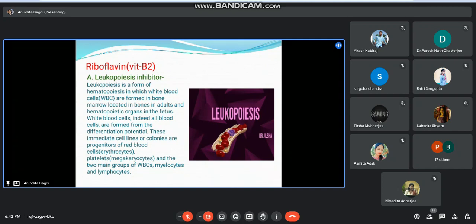Next, riboflavin, vitamin B2. Main finding, leukopoiesis inhibitor. Leukopoiesis is a form of hematopoiesis in which white blood cells, WBCs, are formed in bone marrow located in bones in adults and in hematopoietic organs in the fetus. Indeed, all blood cells are formed from differentiation potential. These intermediate cells, lines or colonies are progenitors of red blood cells, erythrocytes, platelets, megakaryocytes, and the two main groups of WBCs, myelocytes and lymphocytes.